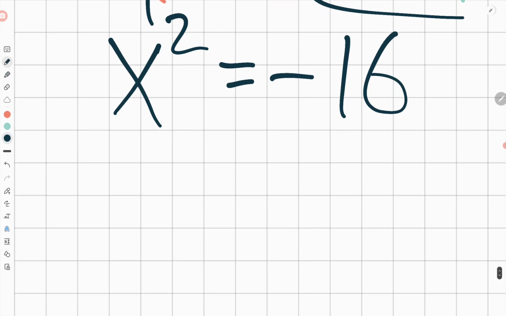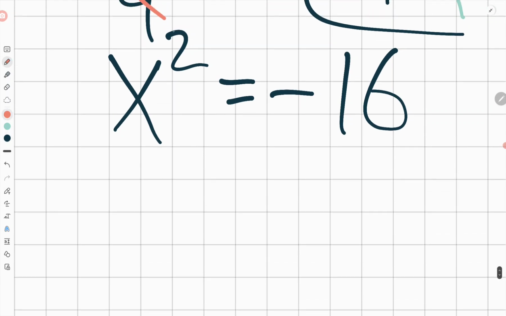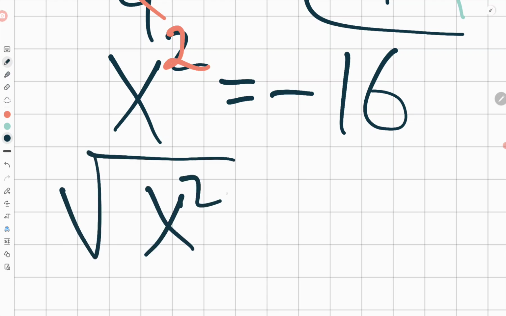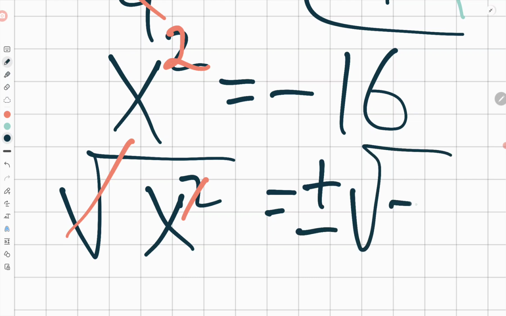Now we continue. We have to get x. Notice that it's being squared. The opposite of squaring is to take the square root. So I'm going to do this now. I will take the square root of x squared, because then this can cancel with this, so to speak. And on the right side, we still have the following now: plus or minus, notice the plus or minus, the root of negative 16.